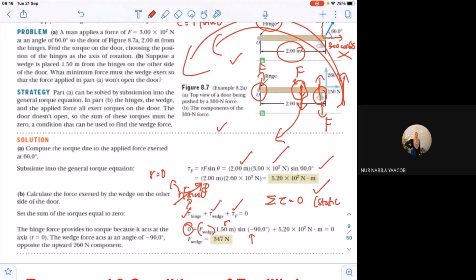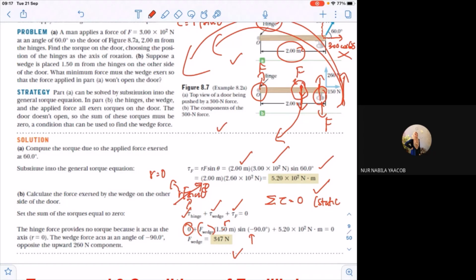So you don't have to put that negative. Just calculate, but you need to put the negative value on it. So plus the 520 Newton meters. So in the end, we'll get that the force of the wedge is 3,347 Newtons. Remember, the force is going the other way than the force of the wedge.